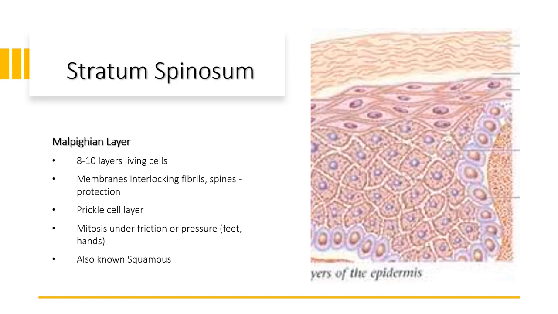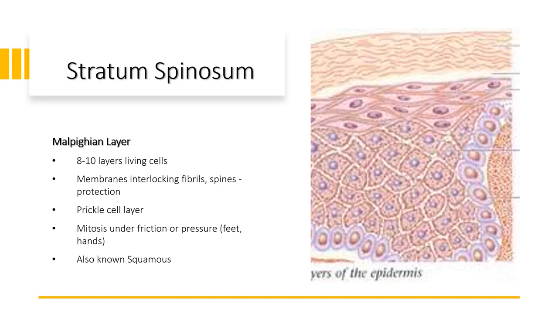Stratum spinosum, I always remember, is the spiny or prickly layer of the skin, and this is the layer of protection. It's also called the Malpighian layer, and it's 8 to 10 layers of living cells with membranes that interlock with fibrils and spines for protection.